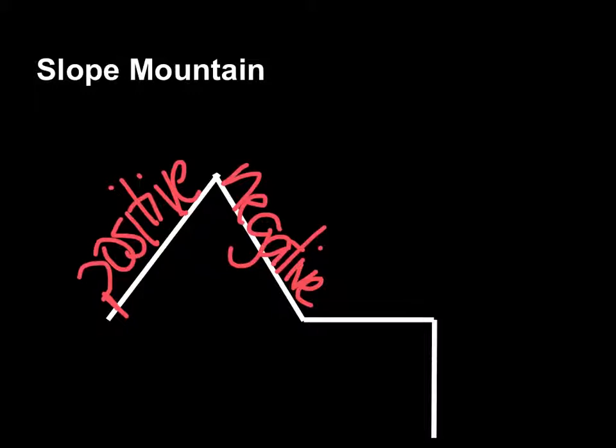At the bottom of Slope Mountain, there's a nice flat piece, and when you get to the bottom, your skis get stuck in the snow and you start rolling along, and as you're rolling, this is a zero slope. A zero slope is a horizontal line. And then you'll notice you come to a cliff and fall off. When you fall off the cliff, it's a vertical line. Vertical lines have an undefined slope.